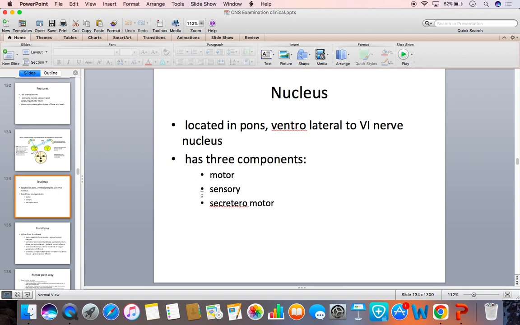Sensory function is carried out by the nervus intermedius, and the nucleus solitarius for the taste sensation. The nuclei for the secretory motor function are the salivary nuclei and the lacrimal nuclei.